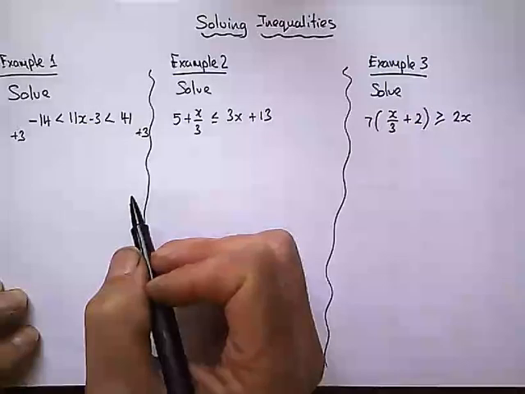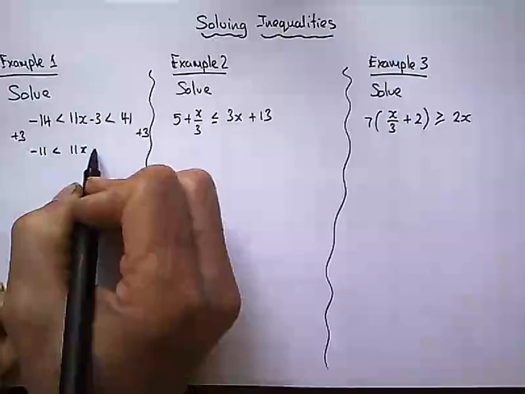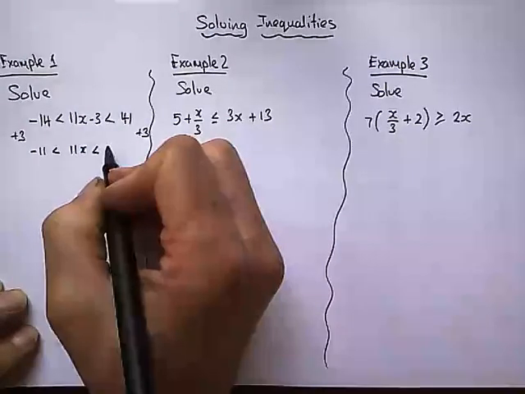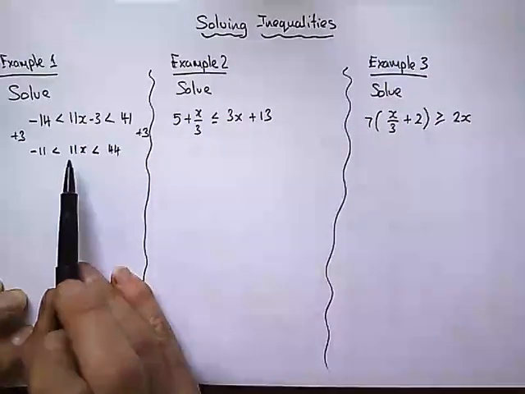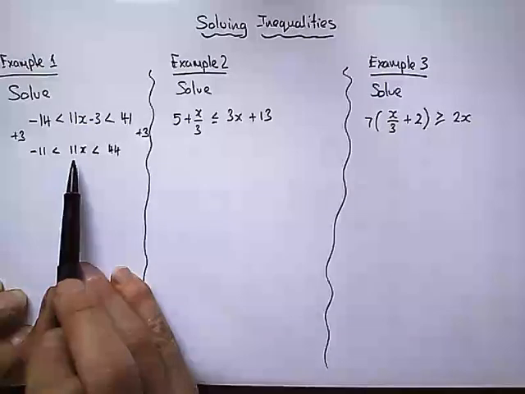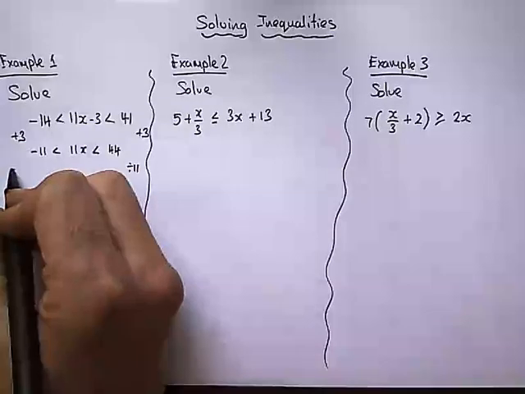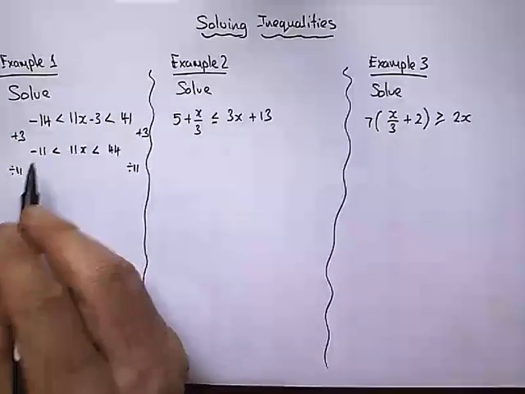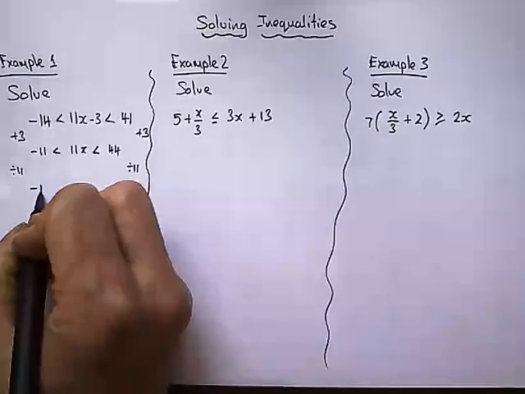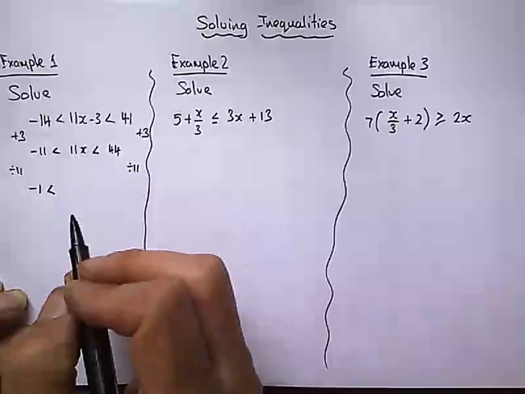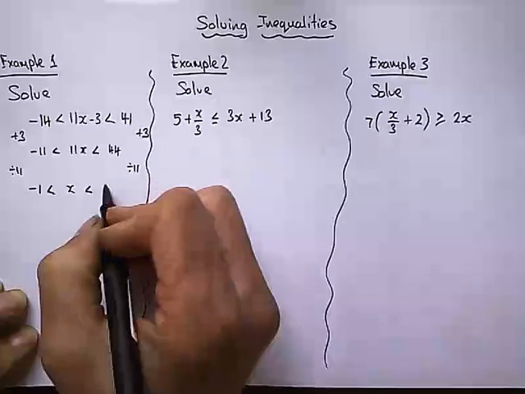If I add 3 to both sides, I get minus 11 is less than 11x, but 11x is less than 44. Now, the nice simple thing to do here is just to find x. I just want one of them, not 11 of them. I need to divide both sides by 11. Minus 11 divided by 11, and minus divided by a plus is a minus, so that's minus 1. If I divide 11x by 11, then I just get x, and 44 divided by 11 is 4.